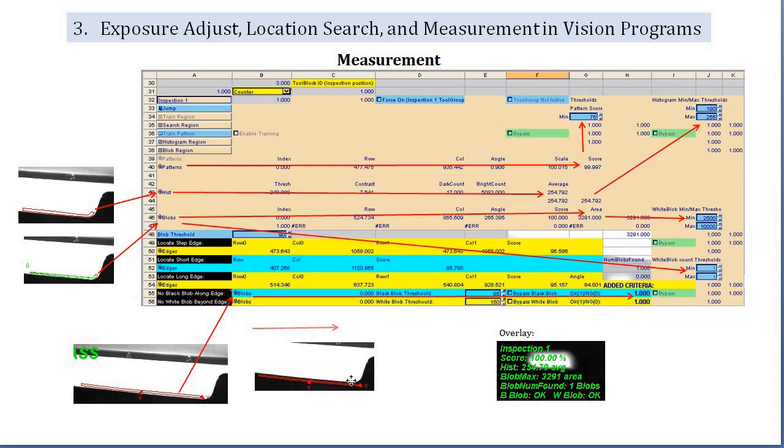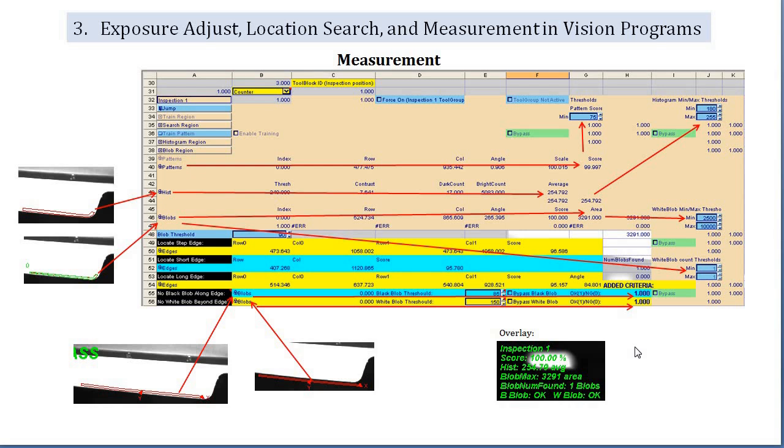Another one is the blob region on the background. Sorry, the background is black. If there is no white blob found in this region, then it is passed. Otherwise, it will be failed.